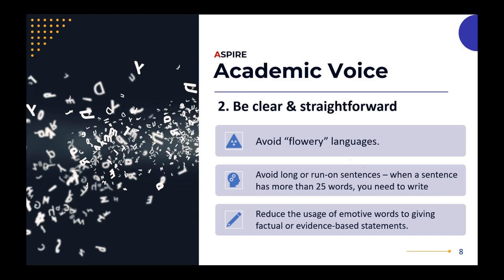So avoid long or run-on sentences. When a sentence has more than 25 words, you need to rewrite. I'm not asking you to cut everything into very short sentences, but if you know that a sentence can be split, especially when it's above 25 or 30 words, then you try your best to rewrite it, or else think of a different way of expressing that statement. The rule is 25 to 30, actually.